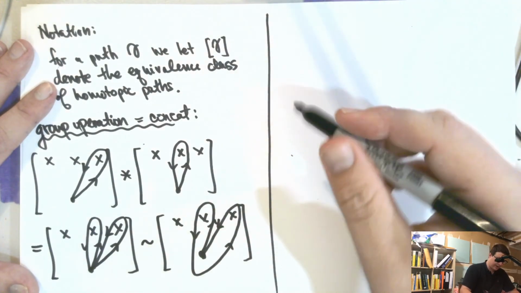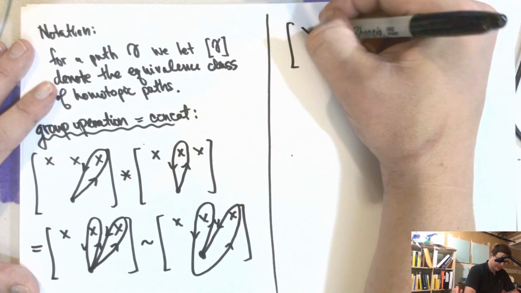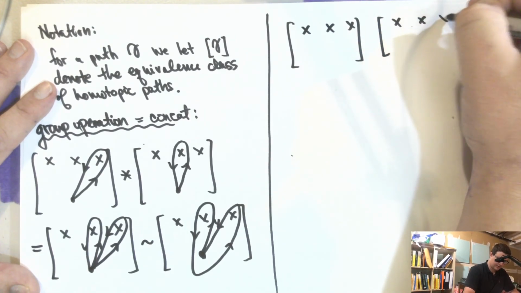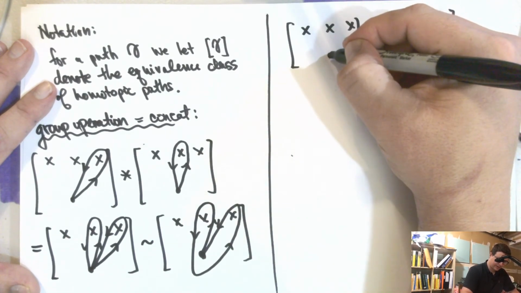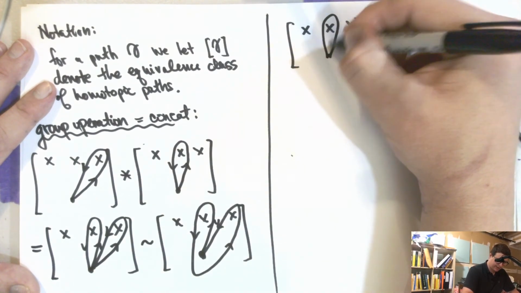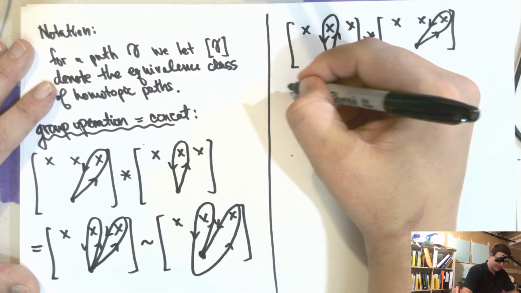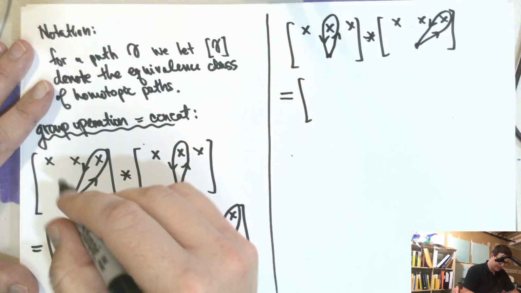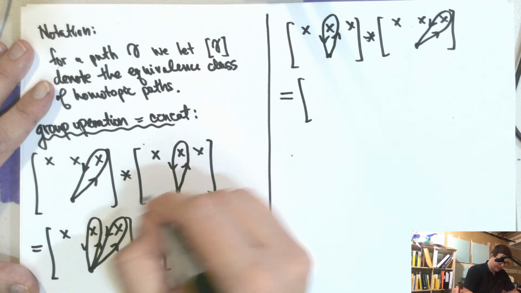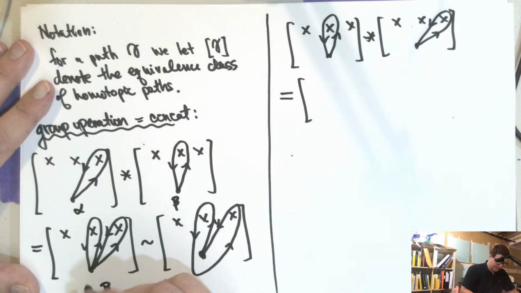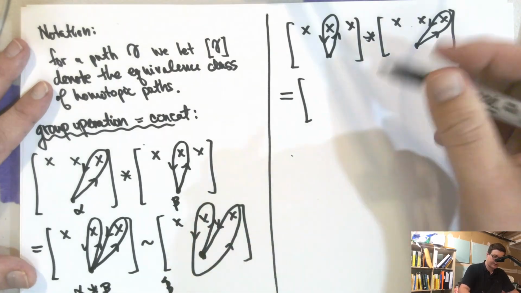If we did it the other way, we always read it right to left like we compose functions. Let's just do this one real quick. If we do this path here, and then we do this path, and we concatenate them, we could call this one beta and this one alpha. This is beta star alpha, and this is something homotopic to beta star alpha. So this is in the same equivalence class.